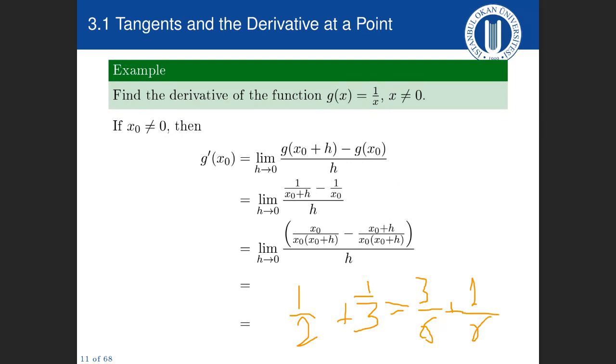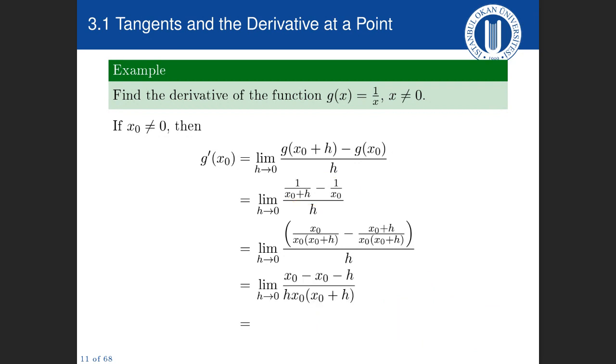I have something over x0 plus h and something over x0. I want to write it all over x0 plus h, because then I can do my subtraction. I have x0 minus x0 minus h on the top, and then put everything on the bottom together. h times x0, and then x0 plus h.